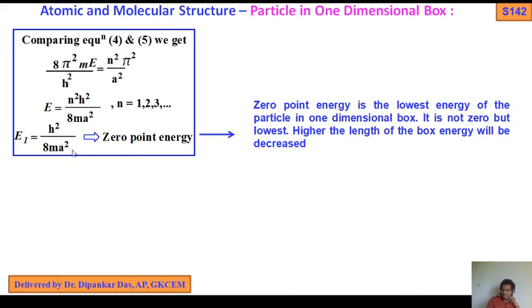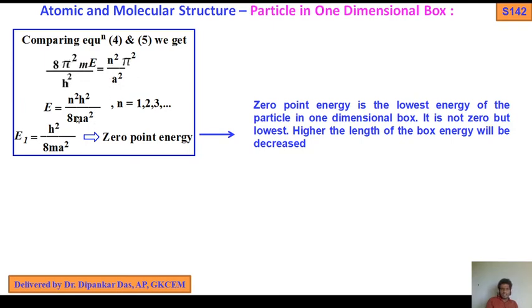If we put the value n equals 1, then E1 equals h square by 8 m a square, that is called the zero point energy. Again I tell you, comparing equations 4 and 5, we get 8 pi square m E by h square equals n square pi square by a square. So E equals n square h square by 8 m a square.